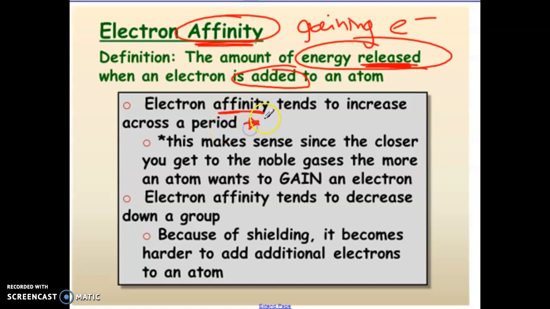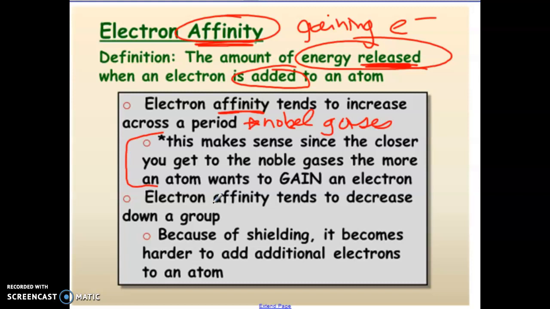One exception is that the noble gases are not considered here, because noble gases will not add in any more electrons. But going from left to right, this trend will increase going across a period. The reason for that has to do, again, with the nuclear charge.